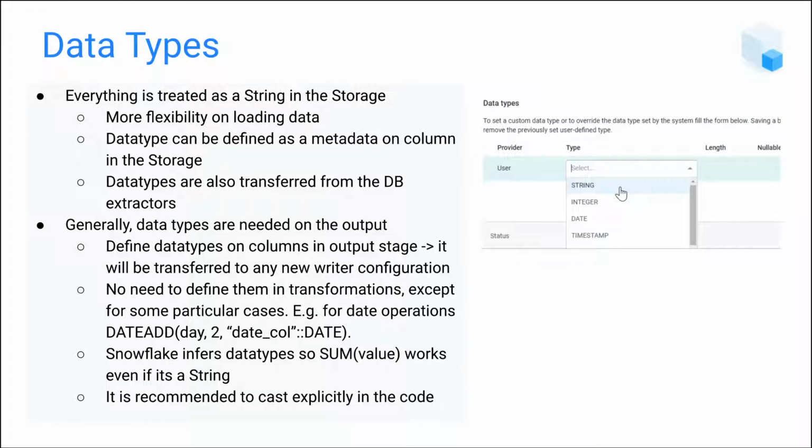For tables, you can set data types. In storage though, everything is treated as a string because this gives you more flexibility on loading data, but you can set up a metadata column which will have the data type defined for that column. Data types are also transferred from the database extractors. So in case you're extracting tables from a database, the data types that are set in the database will be transferred to the metadata layer of the storage for that table. Generally, data types are needed on the output though.